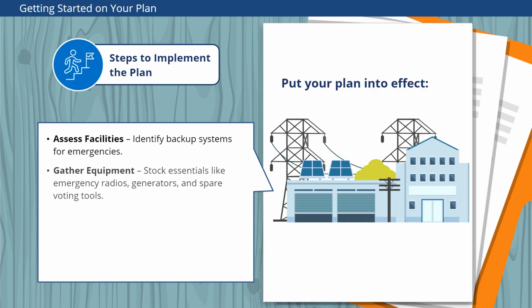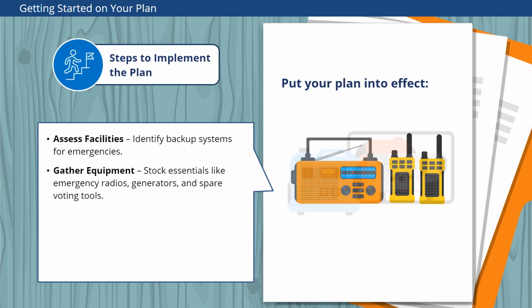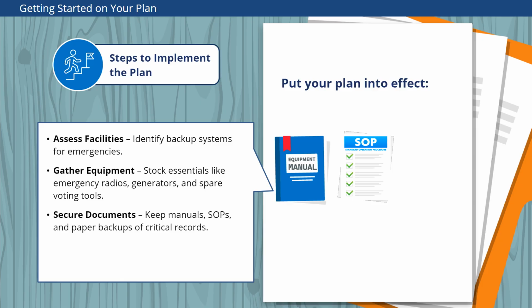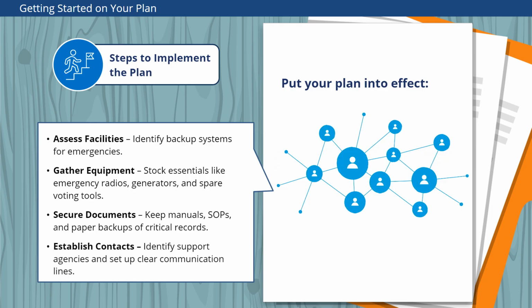Gathering equipment like emergency radios, portable generators, and spare voting equipment. Collecting documents like manuals, standard operating procedures, and paper backups of electronic records. And identifying the point of contact for support agencies or departments, and developing lines of communication.